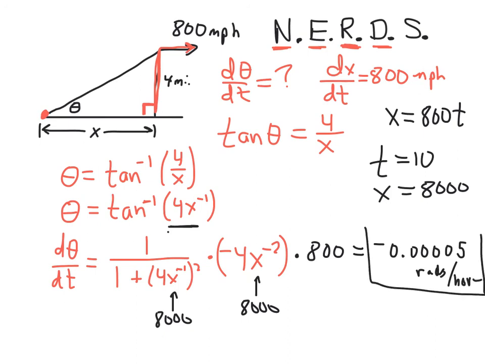So I would say that that angle is decreasing at not a very fast rate, but you have to imagine at that point the airplane is 8,000 miles away from the original station. So it is a very nice, appropriate answer. I hope that helps walk you through how to do the N.E.R.D.S method for solving this type of question. And it is a nice use of the derivative of the inverse tangent function, which I have another video about if you're interested.